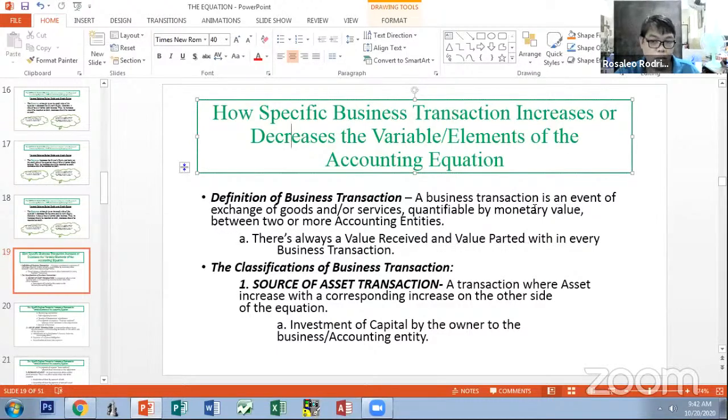But of course, we also have Bitcoin, but the legal tender under the law is still peso or other currencies recognized by our law as medium of exchange in our economy here in the Philippines. So here in the Philippines, we are talking of peso, primarily peso. So we quantify our transactions, we quantify the effects of these transactions to the variables of the accounting equation in terms of monetary value.